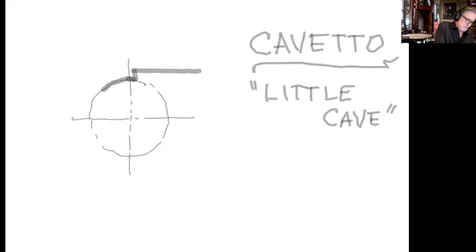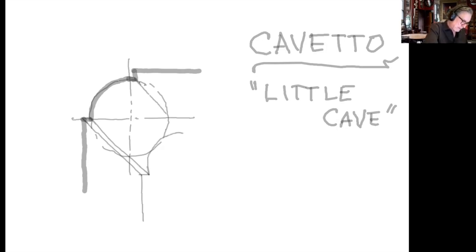So then the cavetto is this quarter round concave molding like that. That is the cavetto. And we can draw our 3D lines here. There's a little fillet at the bottom. And then we've got our quarter round shape. And then we have a fillet at the top here. And then our ceiling. And that's the cavetto.